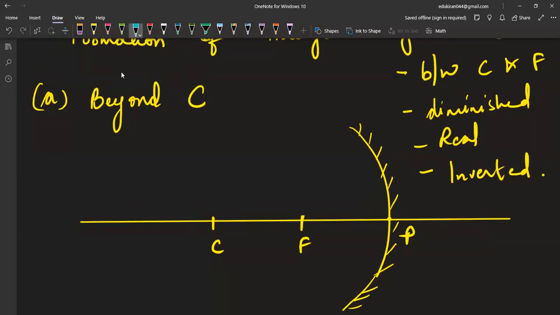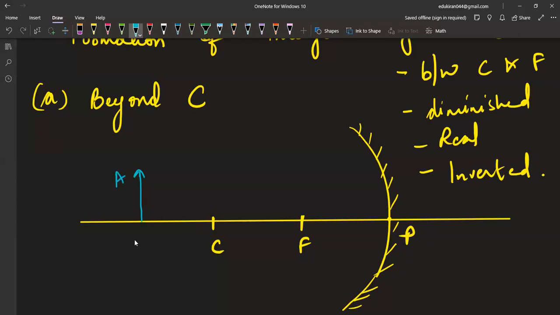Fine. Now we'll start with the image formation when the object is kept at different positions. First we'll start with beyond C. Beyond C means where the center of curvature is present. Before the center of curvature, anywhere you keep the object, here, at infinity, or before the center of curvature.